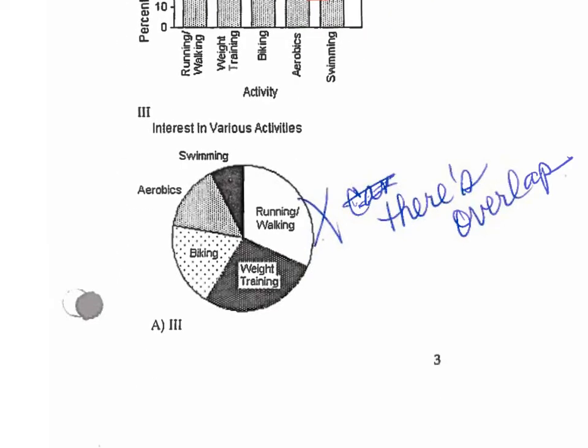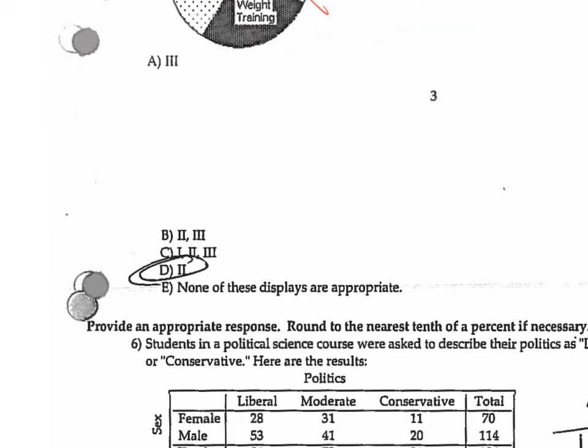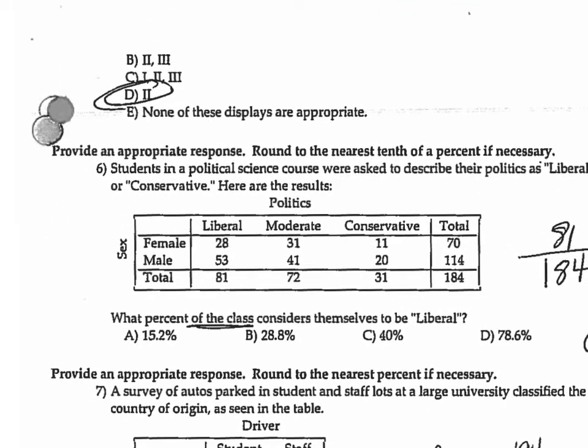So when I look here and I look at the options, well, first of all, I know that there has to be overlap, and a pie chart does not allow for overlap. When you have a pie chart, you cannot have overlap. You can have no overlap, and there's supposed to be. So that's why 3 doesn't work. So by default, the only one that works is 2. So the answer is D.